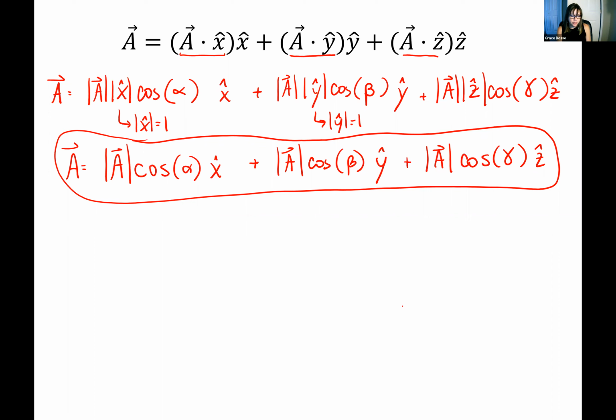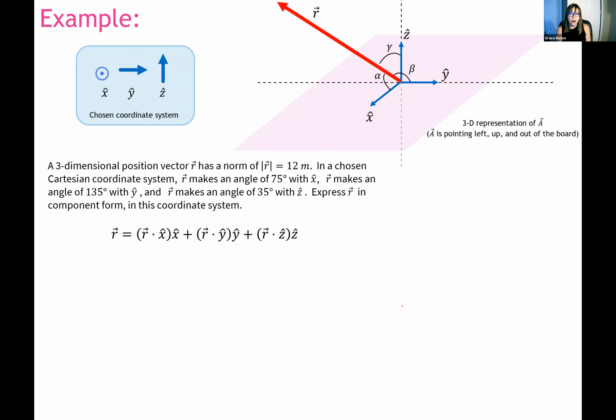All right, so let's do that. Let's have an example here. I have vector R. It's a position vector. It's a 3-dimensional position vector. It has a norm of 12 meters. And in this chosen coordinate system, I've already chosen the Cartesian coordinate system I want to work with. Vector R is making an angle of 75 degrees with the x hat unit vector. R is making an angle of 135 degrees with the y hat unit vector. And R is making an angle of 35 degrees with the z hat unit vector. So let's use all of our steps and express this vector in component form.